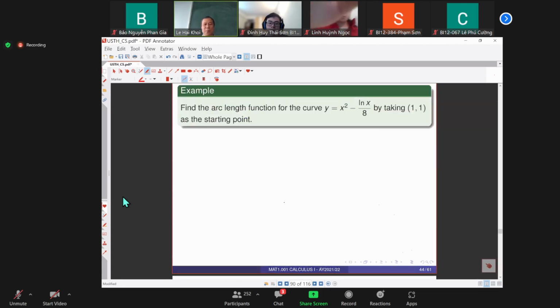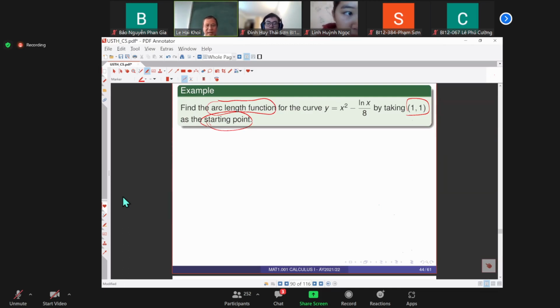For example, find the arc length function. Pay attention. Find the arc length. Then from what point to what point? But for the arc length function, you are given only the starting point. The end point is some x, f(x), okay? So that's why we have only one starting point, (1, 1). We don't have the end point. The end point is any x in between.